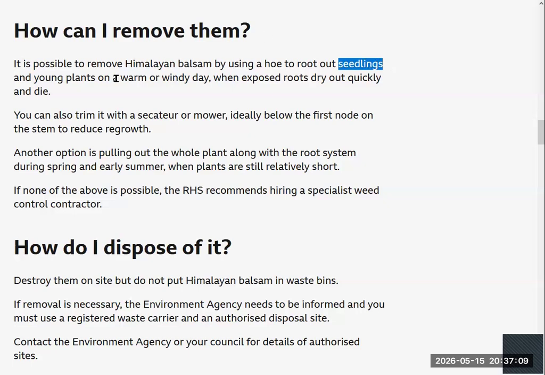And then to add to it, it says in the next line, young plants. So it's young plants, a young plant.